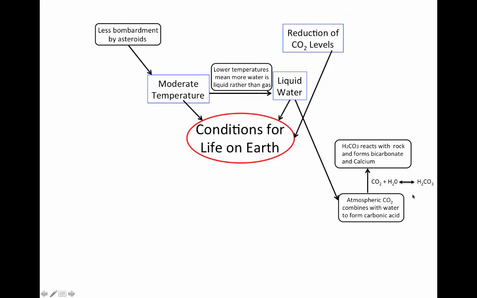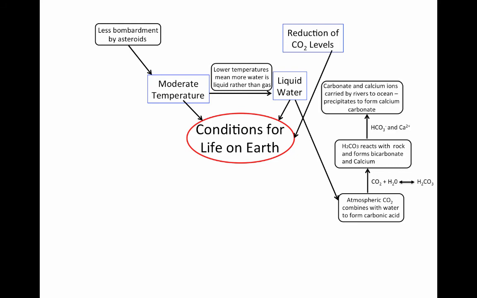So this is that chemical reaction that forms carbonic acid. And when it hits the mountains and the rock, it reacts with the rock and forms bicarbonate and calcium. Then those carbonate and calcium ions are carried by rivers to the ocean. Once it's in the ocean, it precipitates to form calcium carbonate. So now this carbon is sequestered in the ocean, and that is what leads to the reduction of these carbon dioxide levels.